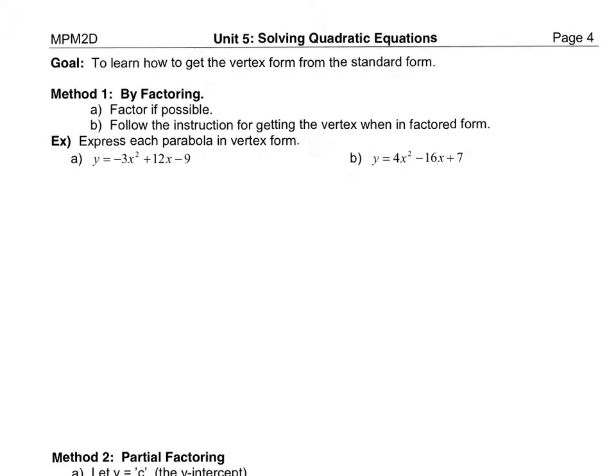So for example, if we express each parabola in its vertex form, we would go through our process of factoring each one of these equations and getting our zeros and finding the midpoint, and then subbing that midpoint value, which is the x-coordinate of the vertex, into the equation to get the y-coordinate. If you haven't done that, you can try that with these examples, and then you can check your work.